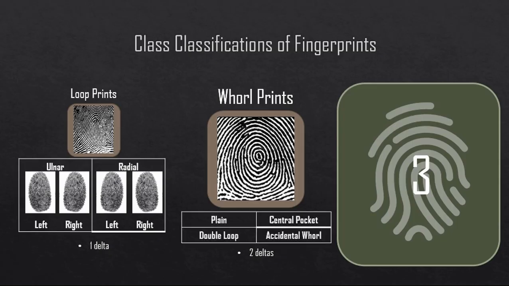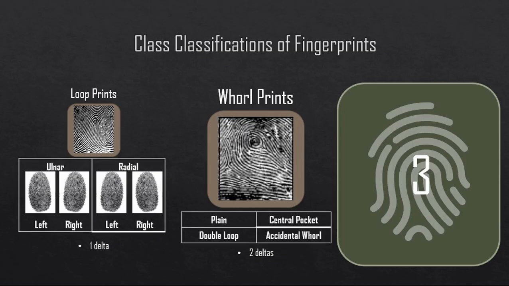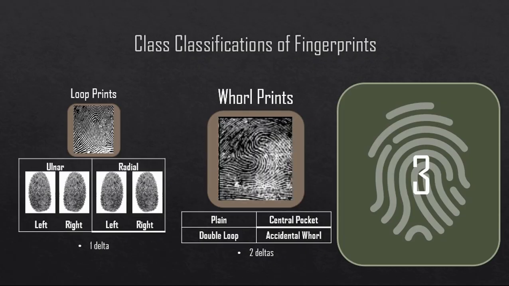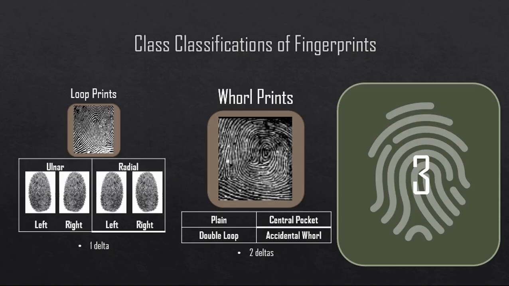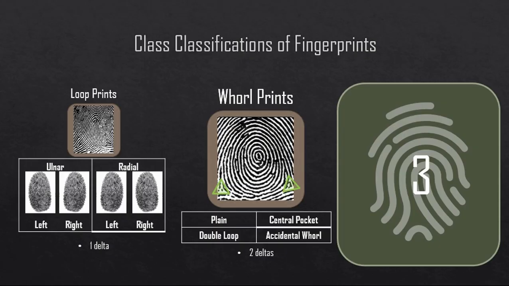Plain whorls, central pocket whorls, which are whorls formed inside of a loop, double loops, which are formed from two competing loop patterns that form an S-like whorl, and an accidental whorl, a mini whorl created inside the portion of another print type. All whorl patterns have two deltas.